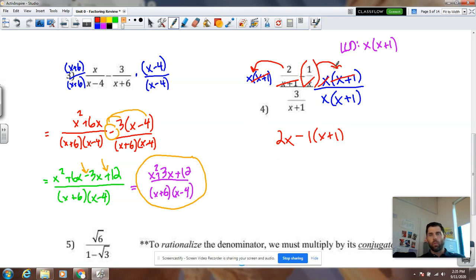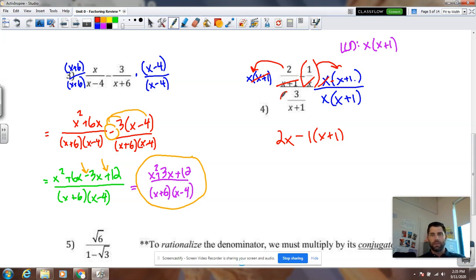So that's why I was left with the 1 times the x plus 1. So maybe I'll show that with, let me erase that a little bit. So hopefully that makes sense what I did. Every single term is getting multiplied by this LCD. So now in the denominator, hopefully this will kind of bring it all home.